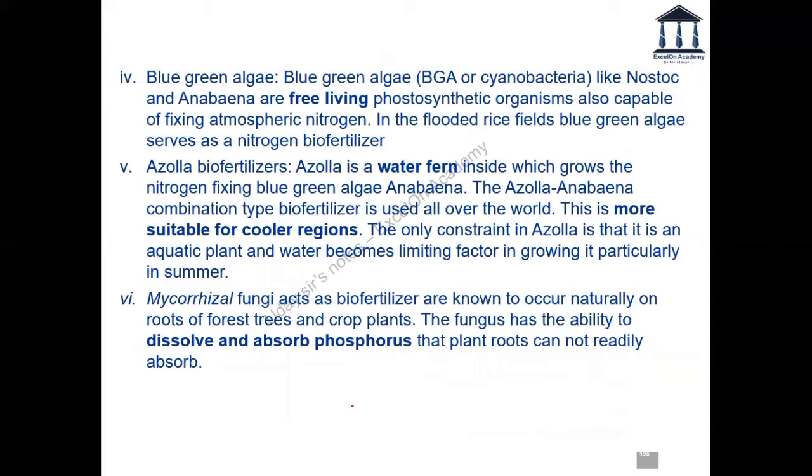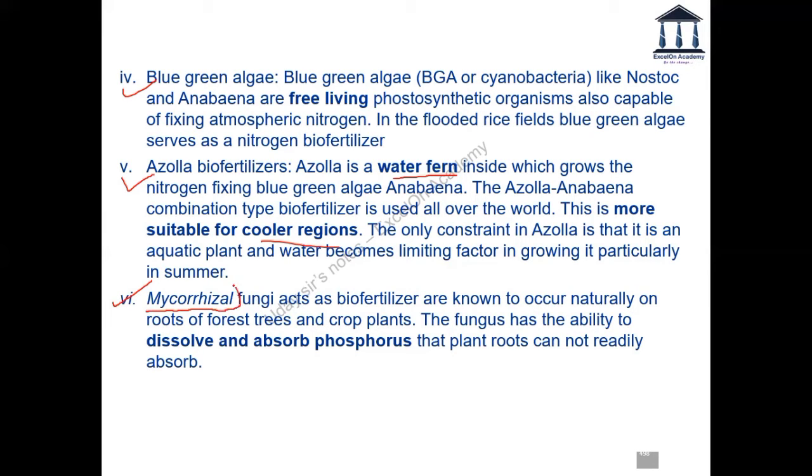Blue-green algae, I think we all know this. So blue-green algae, I am just passing by. Azolla biofertilizer, so water fern, suitable for cooler regions. So some points that you may want to remember. This I thought was very unique.